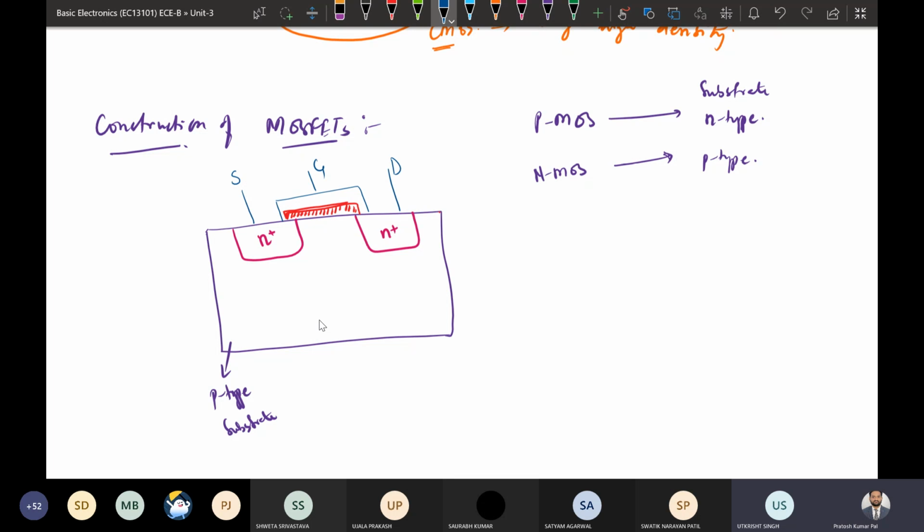A metal layer will also be there at the bottom. The metal layer is basically used for making the connections. Whenever we use metal, we are going to make a connection. So at the bottom there will be a metal layer, and this metal layer will be connecting to a terminal called body. This region is of P type.